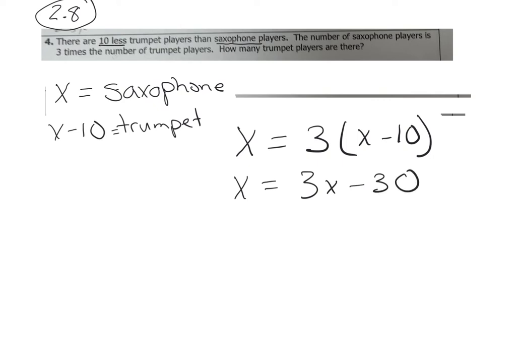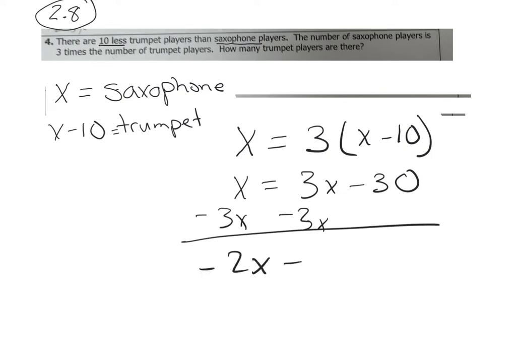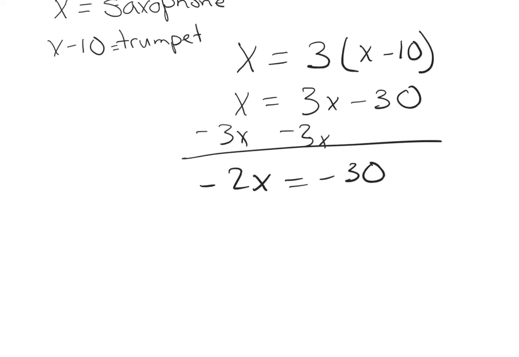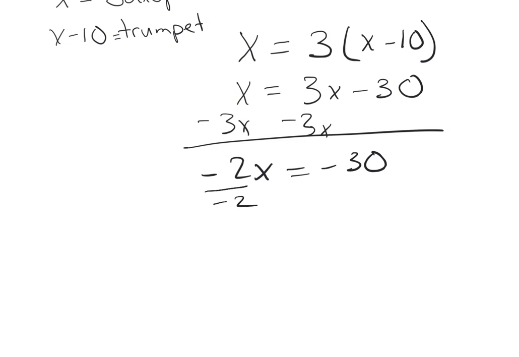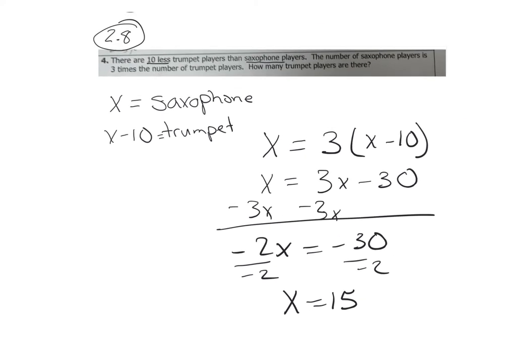Right? So I could subtract my 3X over. So I get a negative 2X equals negative 30. And divide it by negative 2. So X equals a positive 15. But what does X represent? So there are 15 saxophone players.